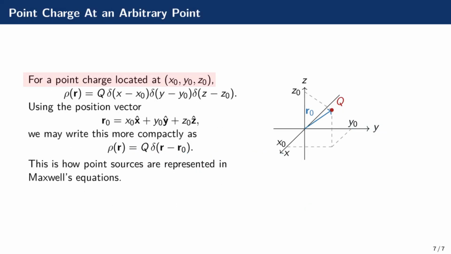In the same way, if the point charge Q is located at (x0, y0, z0), then the charge density is written as Q times delta(x minus x0) times delta(y minus y0) times delta(z minus z0). Instead of writing this in scalar form, we often introduce the position vector r0, which points to the location of the charge. Then we can write the same expression more compactly as rho(r) equals Q delta(r minus r0).